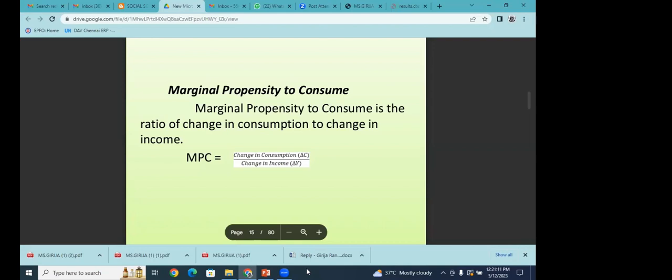But rich countries and rich people, major part of their increased income, they will be saving. So MPC of poor people and MPC of poor countries will be higher than the MPC of rich people and the rich country. What will happen to MPC as income increases? It will fall.